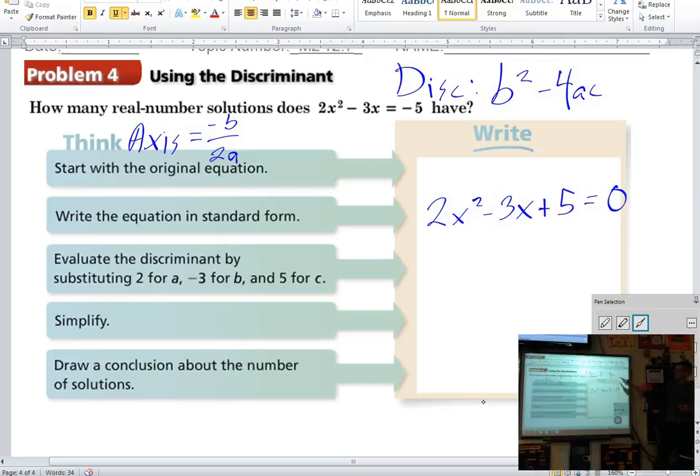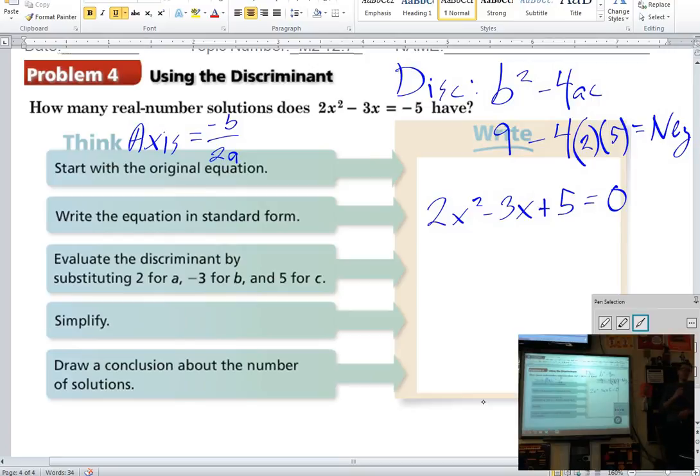So if we look at our discriminant here, our b is negative 3, so b squared is going to be negative 3 squared, 9, minus 4 times 2 times 5, and that's going to give me, yeah, we don't even really have to think that hard. Is my answer positive, negative, or 0? It's going to be negative. We don't really care what the negative value is.